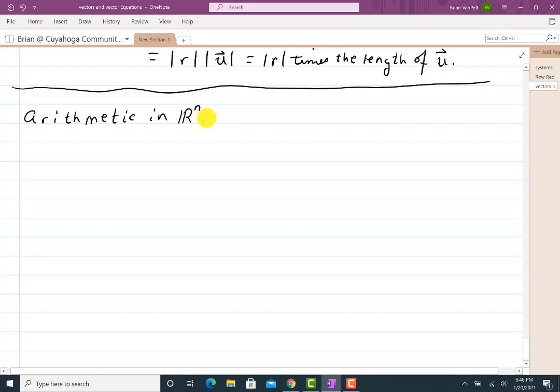So next we'll look at the arithmetic of R to the n. So as I write all of these things, we are going to let u, v, and w all be vectors in Rn, and let c and d be scalars, or just real numbers.